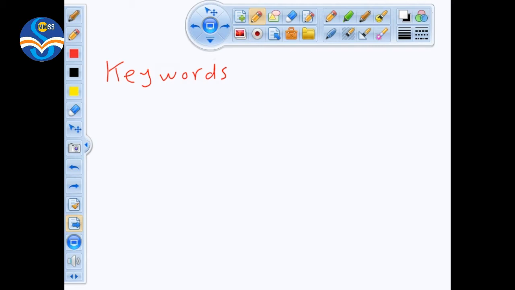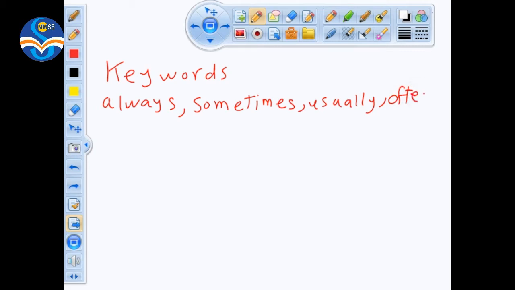So the key words are always, sometimes, usually, often, what else? Never, scarcely, rarely, occasionally.